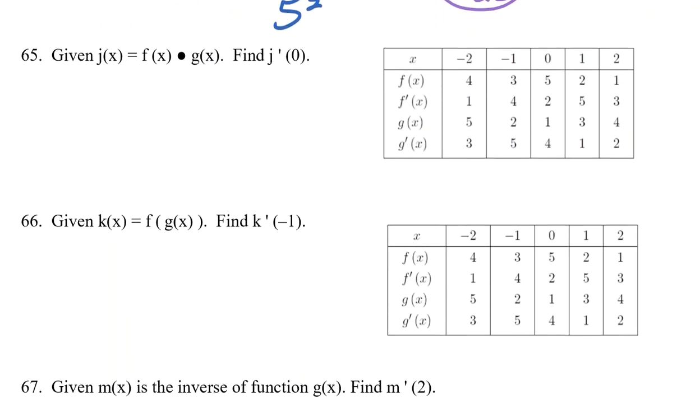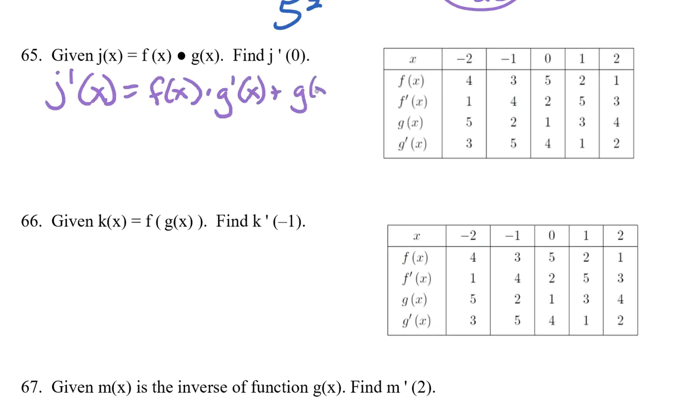All right. So now we've got the same type of problem, but we're doing a product rule. So the derivative requires the first term times the derivative of the second, plus the second term times the derivative of the first. And now we want to put 0 in there. So let's make sure that we use the right column this time. So I want to use 0 as my x value.